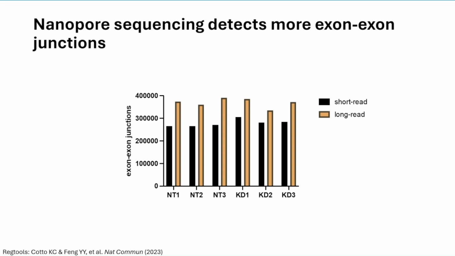I also did an analysis to measure exon-exon junctions between the long and short reads for each sample. This was done using RegTools from this reference, and we found in every sample that long reads, even given the difference in coverage, were able to detect more exon-exon junctions, which is very critical for alternative splicing analysis because that's what is typically used to understand the splicing that could be occurring.